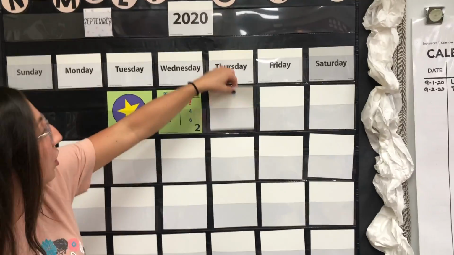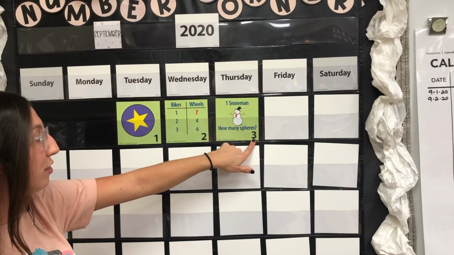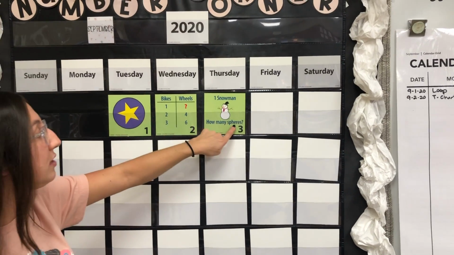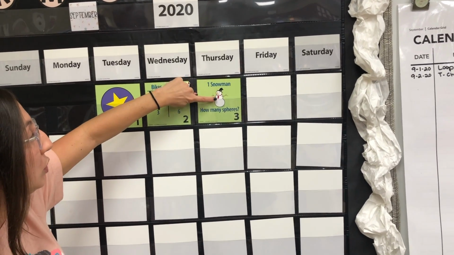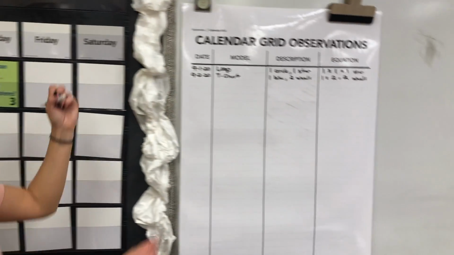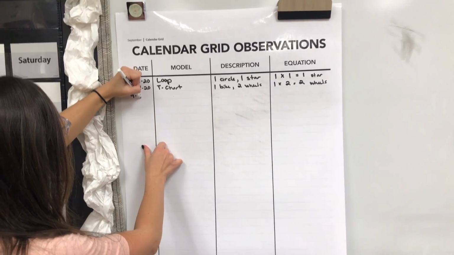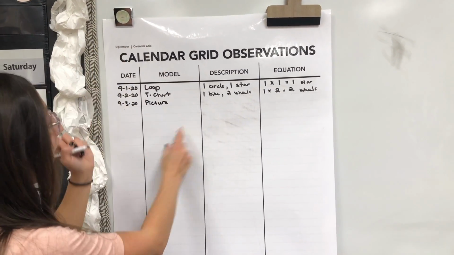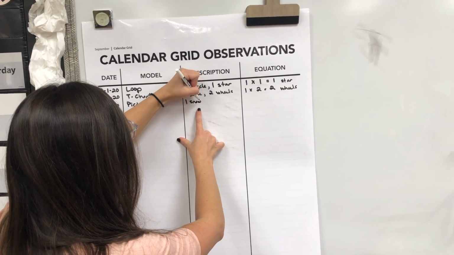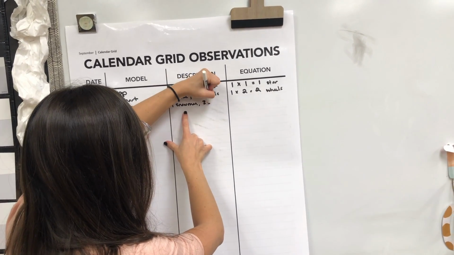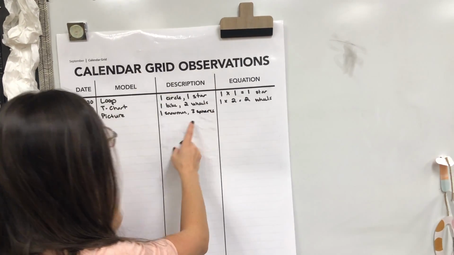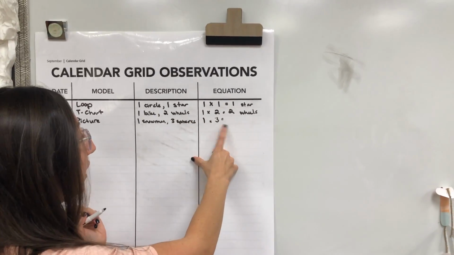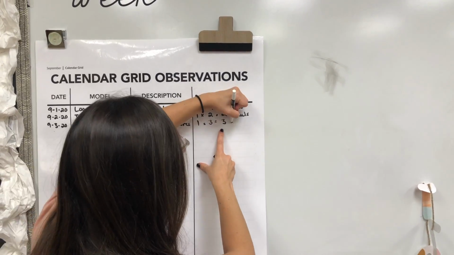Coming back, I'm going to flip the next card. Remember, the 3 stands for September 3rd. This is a picture talking about what I see. I see 1 snowman. Well, it wants to know how many spheres. 1 snowman has 1, 2, 3 spheres. Going over to our observation page, writing the date, September 3rd, 2020. This time my model is a picture. And our description, we saw 1 snowman, and he had 3 spheres. Making my equation, I have 1 snowman times those 3 spheres. 1 times 3 equals 3, and 3 what? 3 spheres.